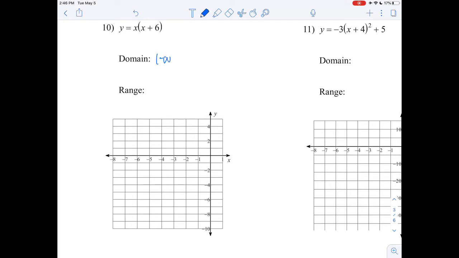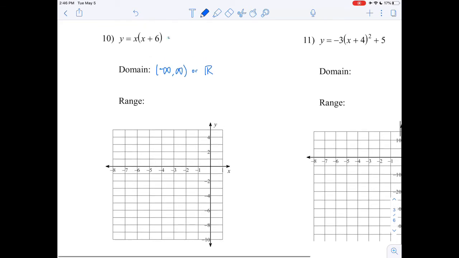My domain, as always, I'm just going to put negative infinity to infinity or all real numbers. This is given in factored form, even though this first parentheses is missing. You can think of it as x plus 0 times x plus 6. And if I want to use the zero product property to find my x-intercepts, I just set each equation equal to 0. First one's already done. The second one would give me negative 6. So that tells me I've got an x-intercept at the origin 0 and then another one at negative 6. So right away, I know those important points.